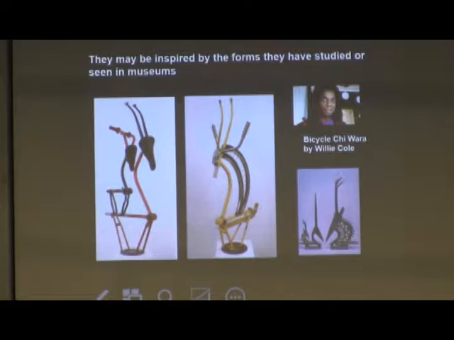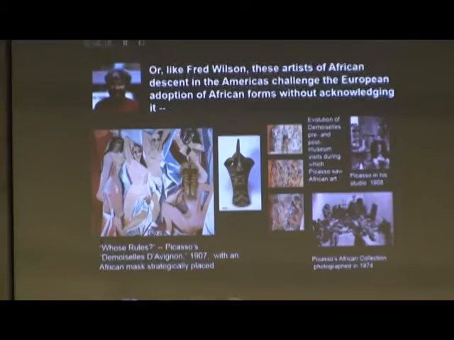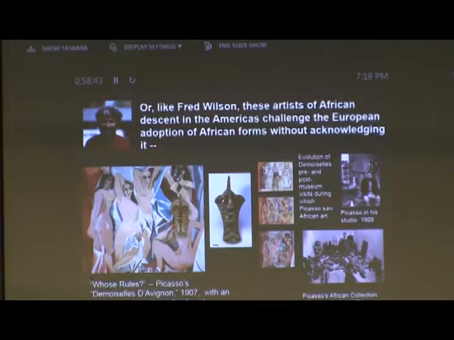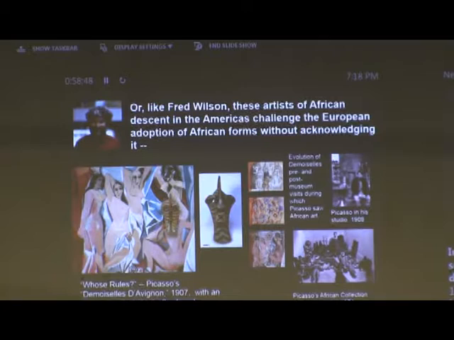But he has just made us a bicycle chiwara, and we will be displaying it with a selection of the traditional ones that it is linked to. Or they are African artists like Inka Shonibare with his image, The Swing, or this artist named Fred Wilson, challenging European and American artists about the adoption or appropriation, the taking over of African forms without acknowledging it.